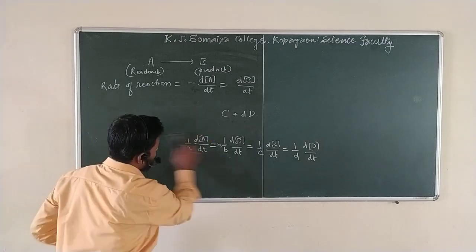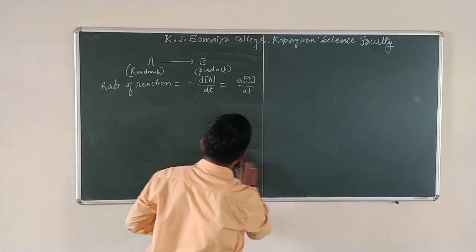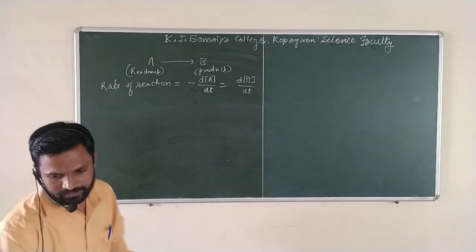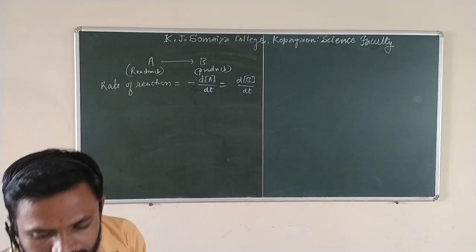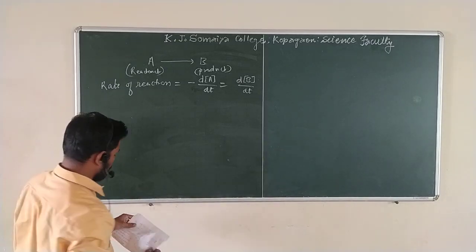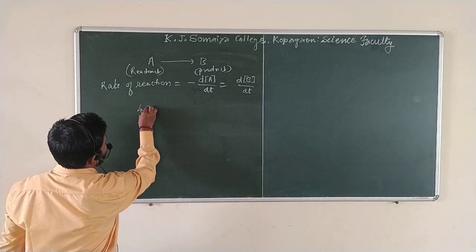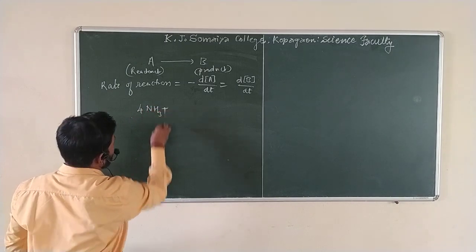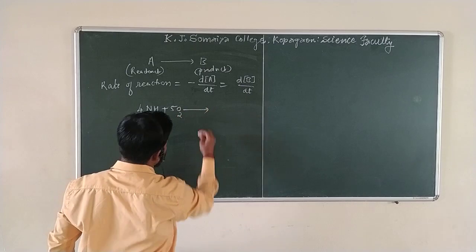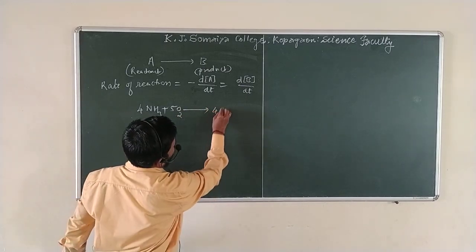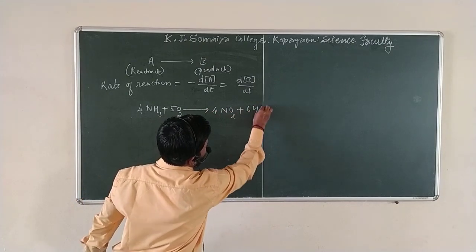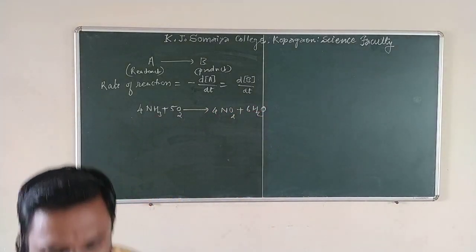For example, I will take one more example, then we will go to the factors affecting the rate of reaction. Let me take a chemical reaction example. Suppose 4 molecules of ammonia plus 5 molecules of oxygen react, forming 4 molecules of NO2 plus 6 molecules of H2O. This was the question.